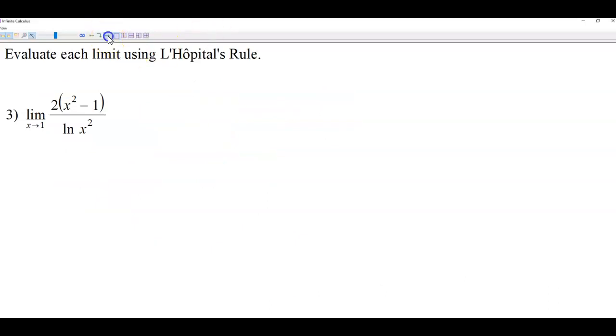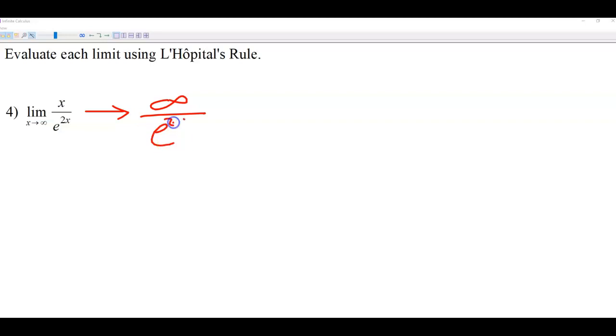And one more before I let you guys practice. This one's at infinity. So if I do direct sub here, I'm going to have infinity over e to the 2 times infinity. Now, 2 times infinity is infinity, and e to the infinity is infinity. So we have a nice L'Hopital situation there.